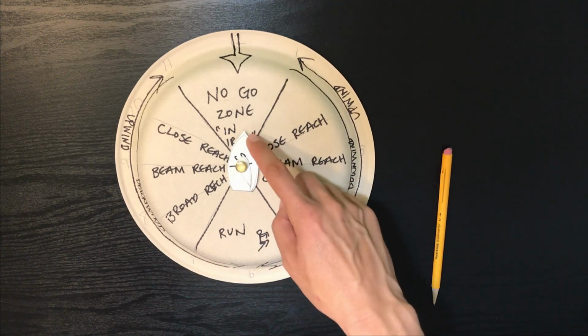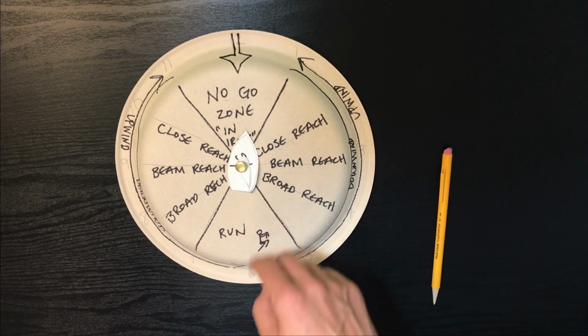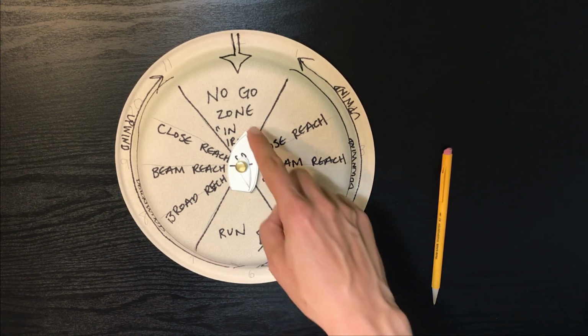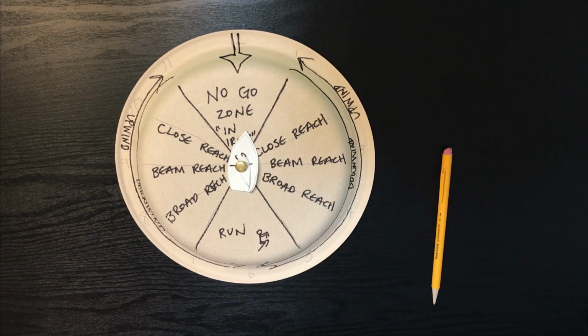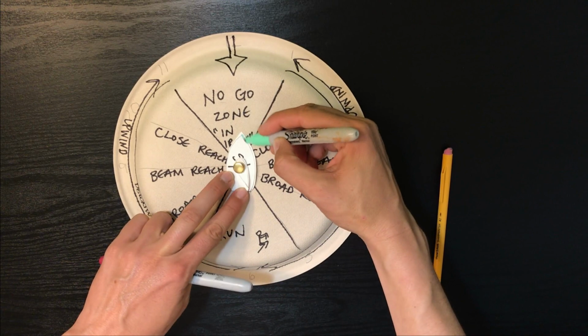Do you remember what the right side of the boat is called? This whole right side. It's called starboard. It's the starboard side of the boat. And what color do we use on the starboard side of the boat? Green. So I'm going to color this side green.